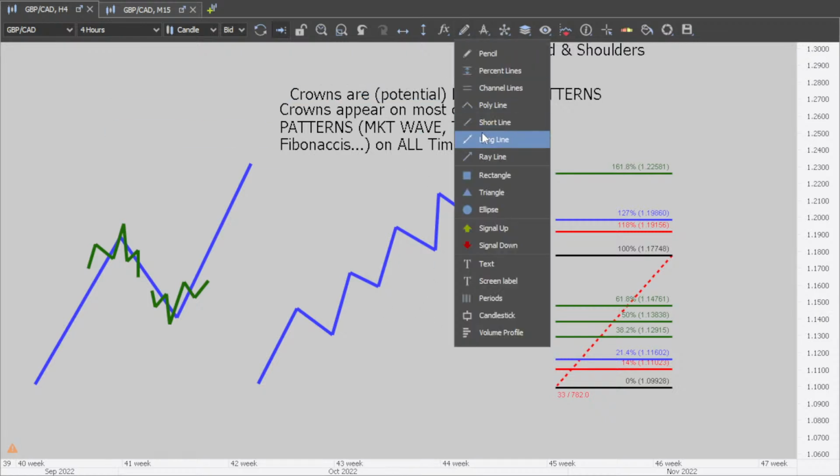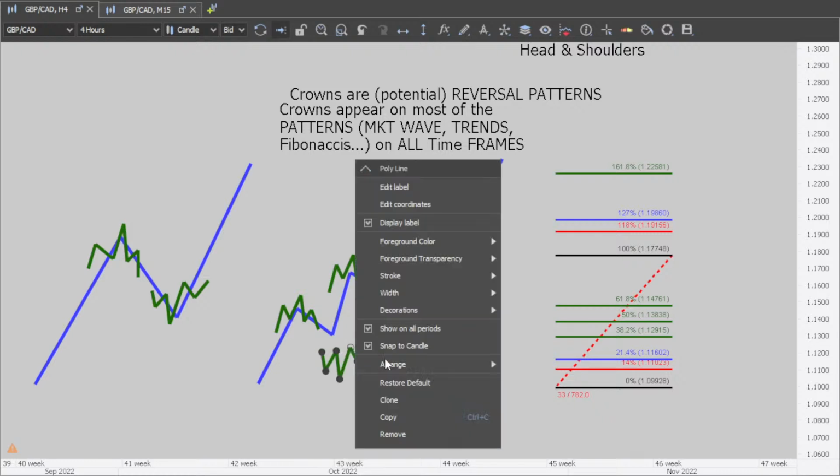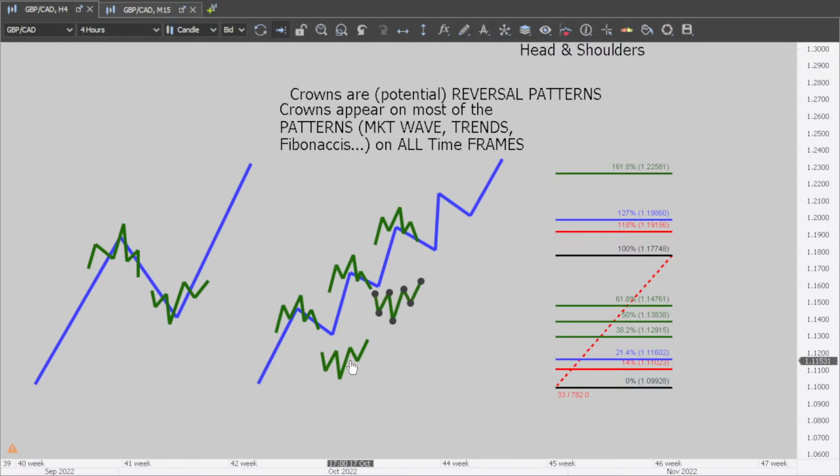Short-term trend, same story. You know, uptrend, right? We have an up extension, then we have a retracement, right? So here is going to appear a crown, here is going to appear a crown, and when the retracement is over and the new extension is going to start, a crown is going to appear here. Isn't this great information, everybody?